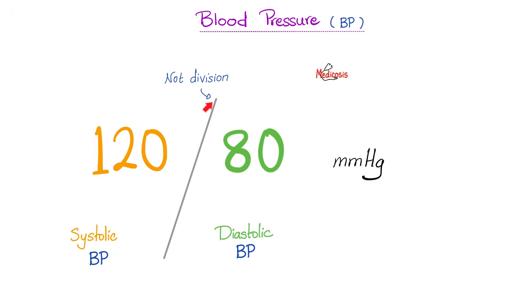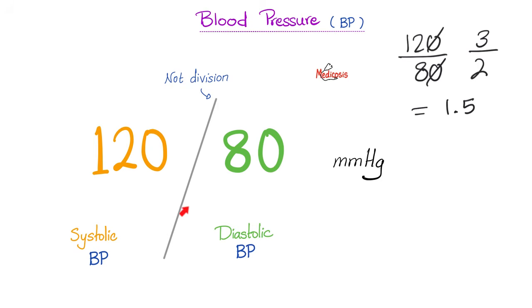This is not a division. Just because I said that the blood pressure of the patient is 120 over 80 does not mean that you should do this. Oh, I'm going to cancel the 0 with the 0 and then I'm going to divide by 4. 12 divided by 4 is 3 and 8 divided by 4 is 2. So therefore the blood pressure of my patient is 1.5. What the French toast are you doing? This is not a division. Get your head out of your sphincter.